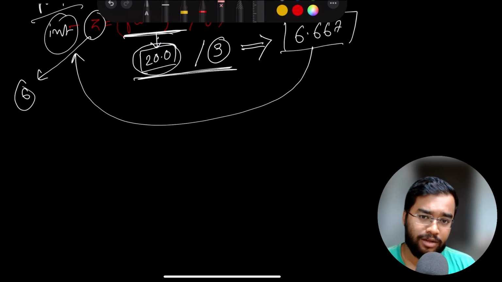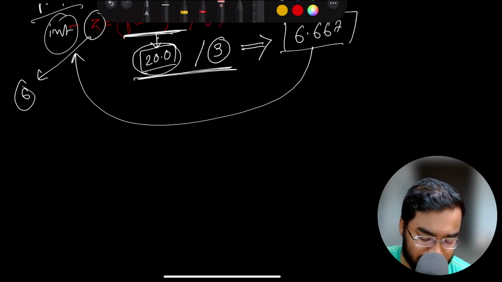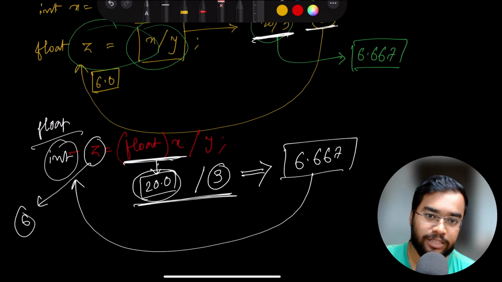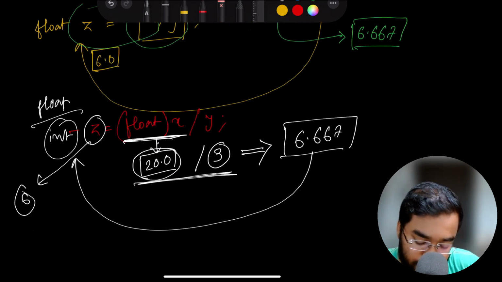And I'm not writing any code in VS Code because there is nothing to show in these things. You need to understand the concepts. Actually, these are the basic theory which you need to understand.